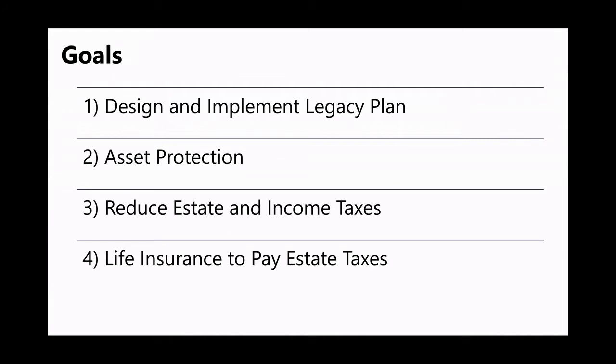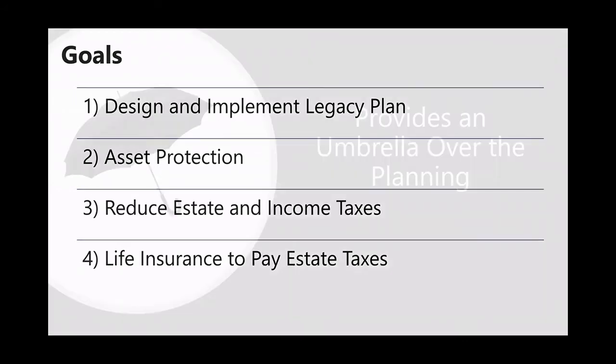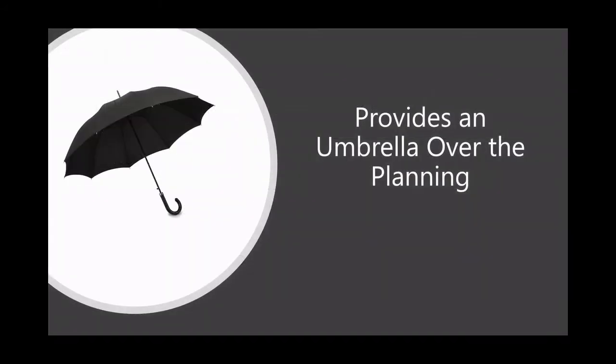This is for them. As for the goals in this case in chapter 1, this is a real case that I came across years ago, and so the results and all that are what you see. But the goal of this was to design and implement a legacy plan, help them with their asset protection plan, reduce their income and their estate taxes, and then find a way for those estate taxes that we can't eliminate, how best to pay for them.